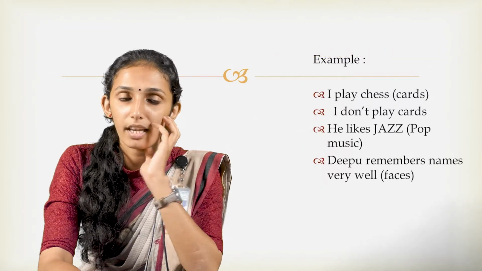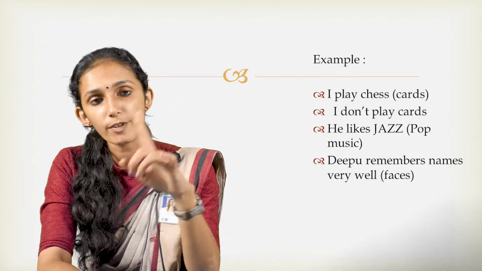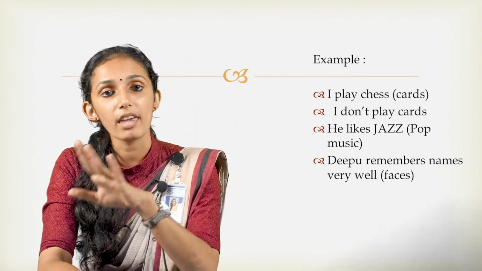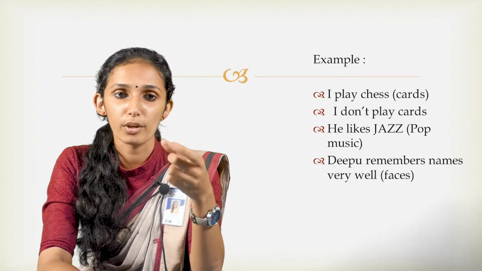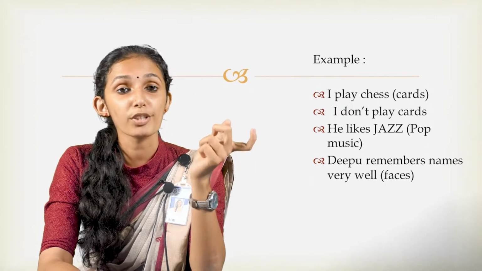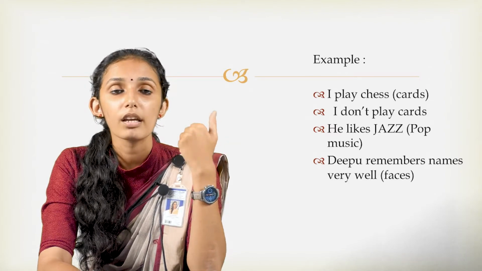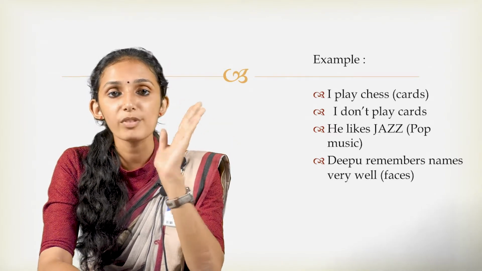Okay, so here is an example. I play chess, in brackets cards. So you'll have to form a negative sentence from this positive statement. So the answer is, I don't play cards. In a similar manner, please try to convert the following positive sentences into negative sentences. He likes jazz. Debu remembers names very well.